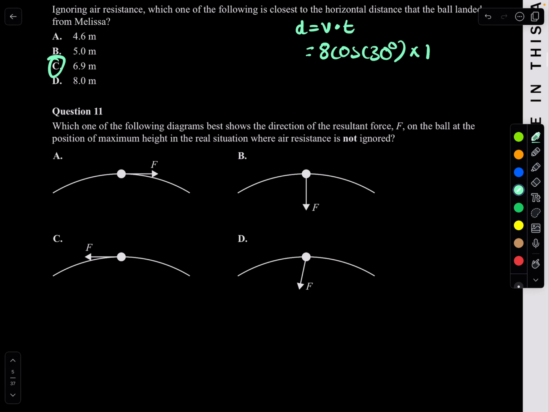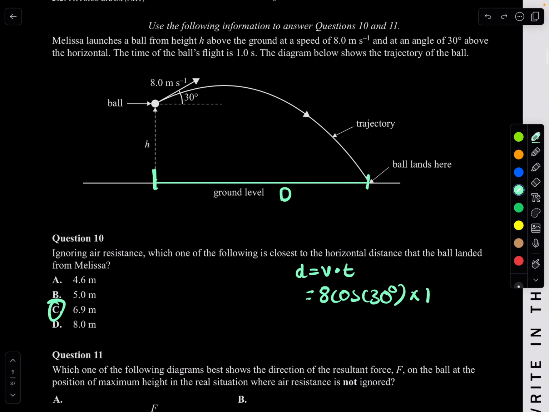Question 11. Which of the following diagrams best shows the direction of the resultant force on the ball at the position of the maximum height in real situations where air resistance is not ignored? So we actually have air resistance. Let's have a look here.